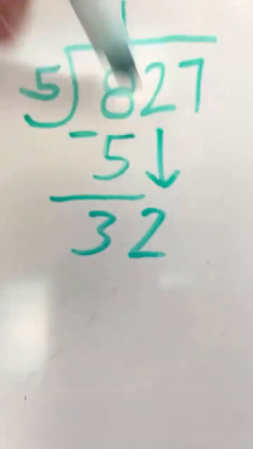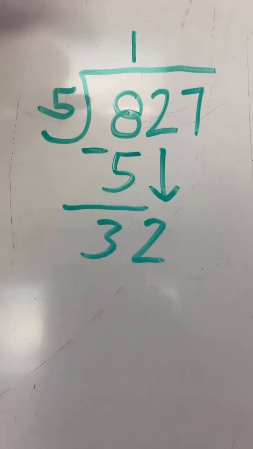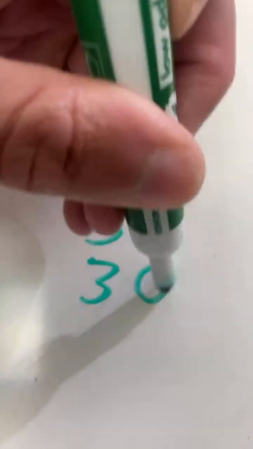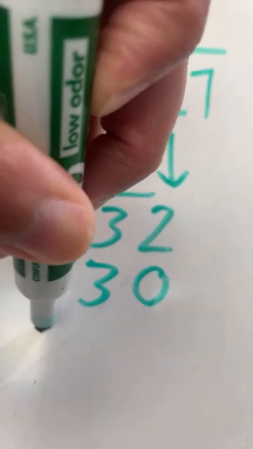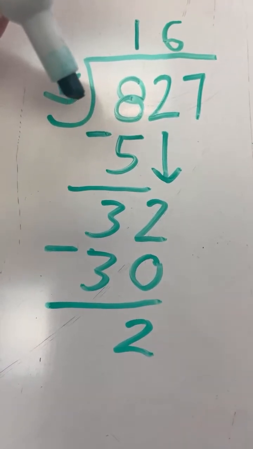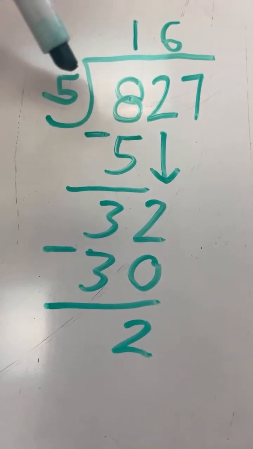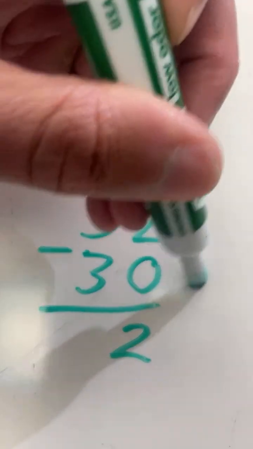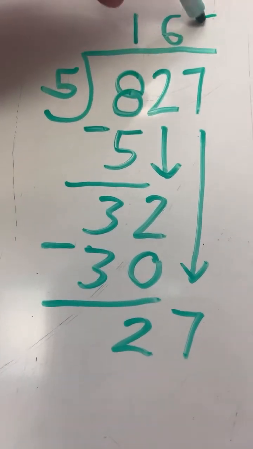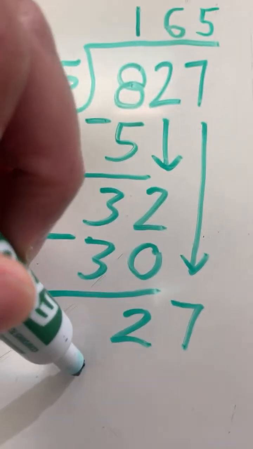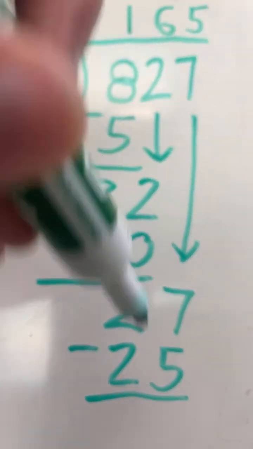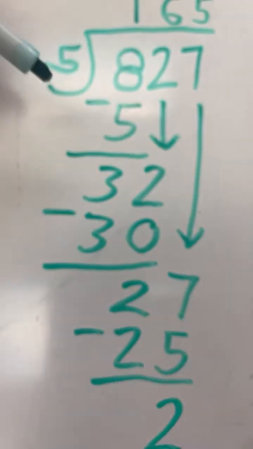Bringing down the 2. 32 divided by 5 equals 6. 6 times 5 is 30. 32 minus 30 equals 2. We have a remainder of 2. Bring down the 7. 27 divided by 5 equals 5. 5 times 5 equals 25. We have to subtract that. We have a remainder of 2.